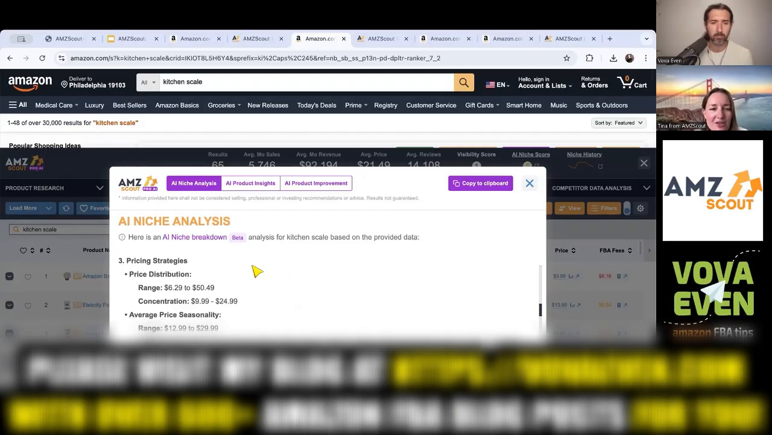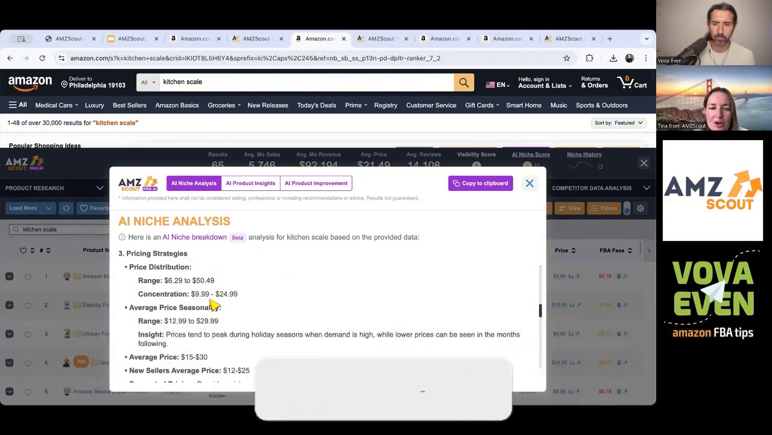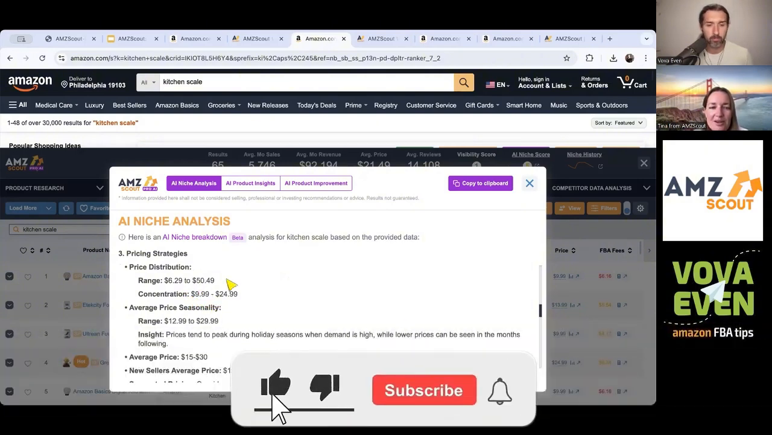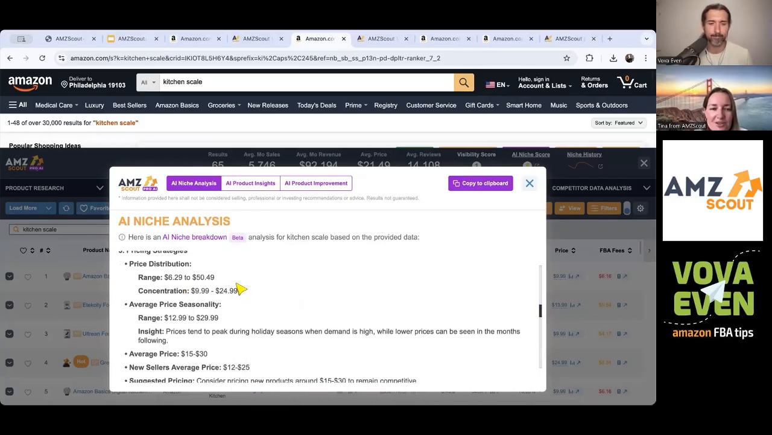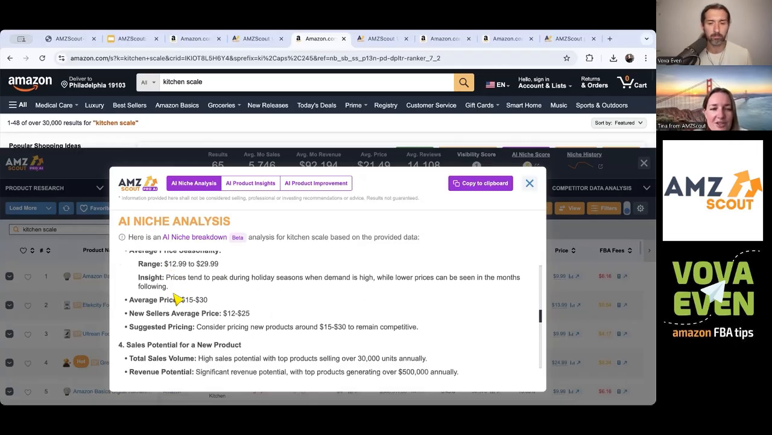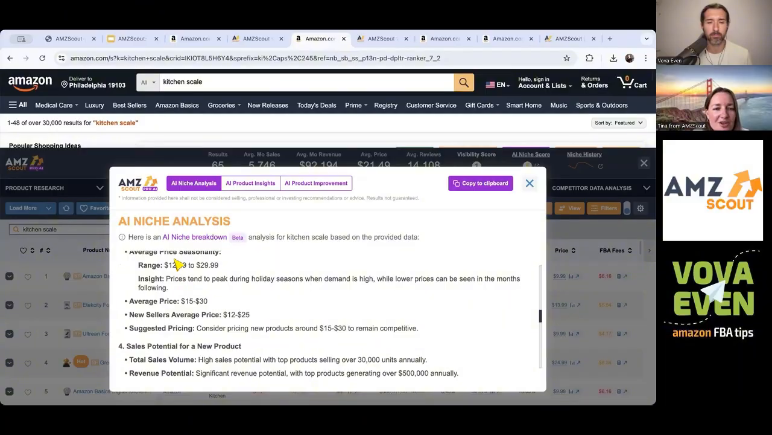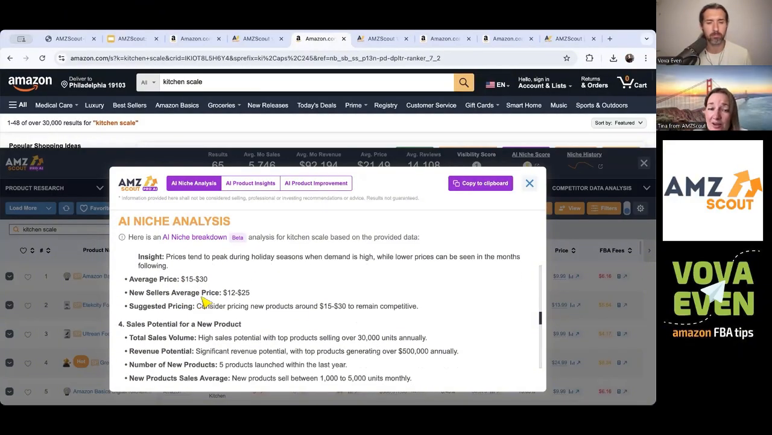Then pricing strategies. So it goes with the price distribution, the concentration of the pricing. Well, the highest price is $50, right? But it doesn't mean that it's the average. The concentration of the prices lies in this range. Average price seasonality. So sometimes they go up to this range. And again, the insight. So that's the concentration. Yeah, those are the average prices. And new sellers' average price, as you see, is a bit lower.